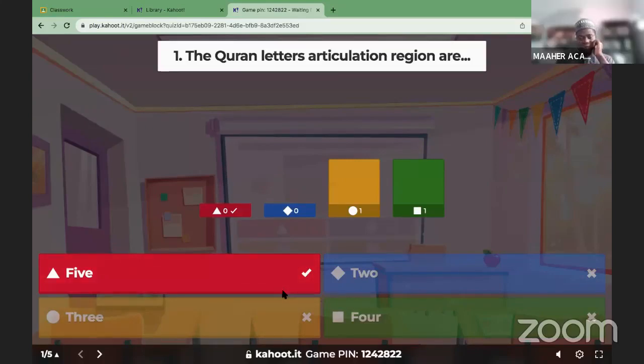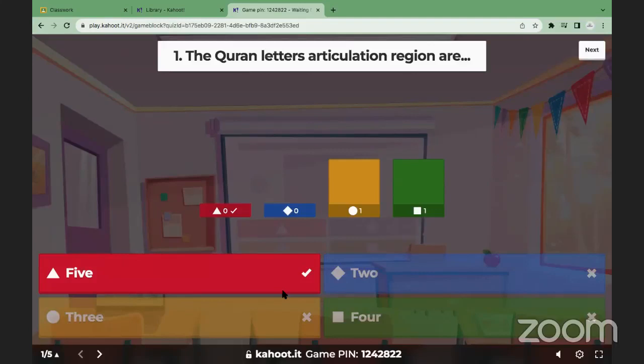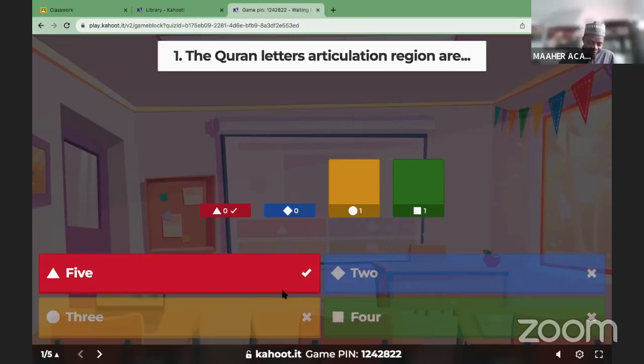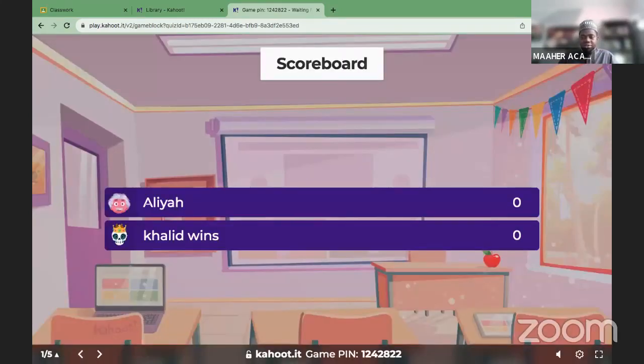I knew it was 5, but I thought you were gonna trick us since you said 5 first. There's the mouth, there's the lips, there's the throat, the tongue, and the nose. Right? So 5 regions, not any of the ones you guys picked.